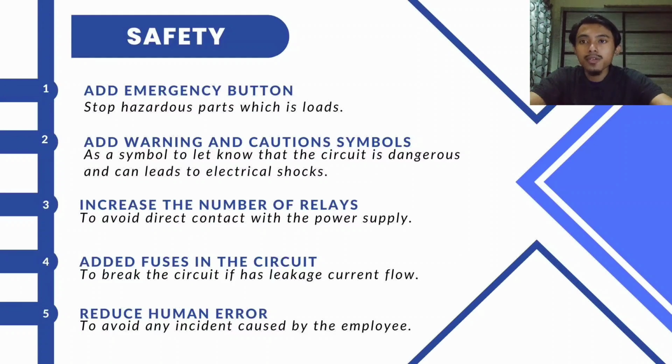For the first point, add an emergency button, it helps to stop hazardous parts, which are loads. For the second point, add warning and caution symbols, it is to let people know that the circuit is dangerous and can lead to electrical shocks. The third point is to avoid direct contact with the power supply. For the fourth, add a fuse in the circuit, so it prevents the circuit from breaking if leakage current flows. And last, reduce human error, to avoid any incident caused by employees.